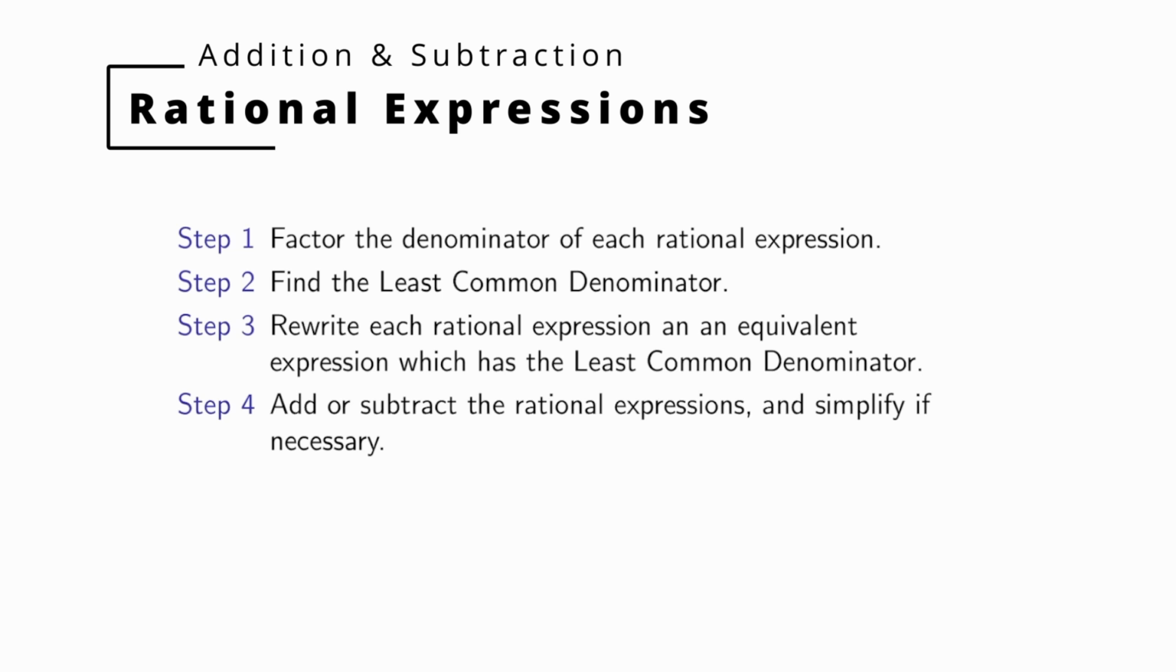Once you've found the least common denominator, you need to rewrite each rational expression as an equivalent expression which has the least common denominator. So to do this, you figure out which factors are missing from each of the original denominators that you would need to get the least common denominator. You multiply the numerator and denominator of each term by those missing factors. Once each rational expression has the same denominator, then you add or subtract them and simplify if necessary.